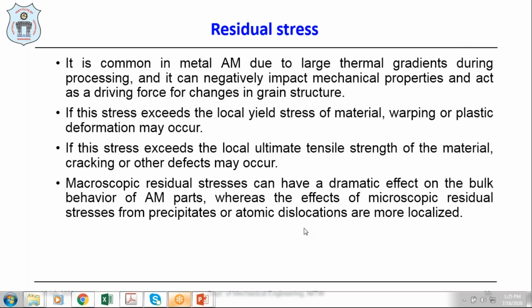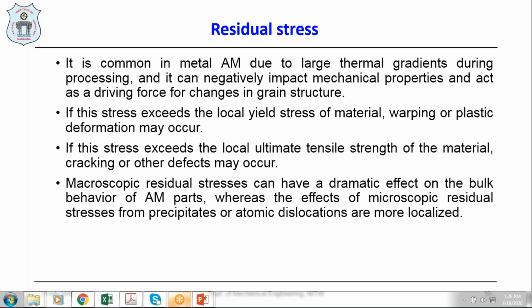If the stresses exceed the local yield stress of the material, it is going to create warping, or plastic deformation of the metal may occur in the components. If these stresses exceed the local ultimate tensile strength of the material, it is going to create cracking or some other defects in the components.